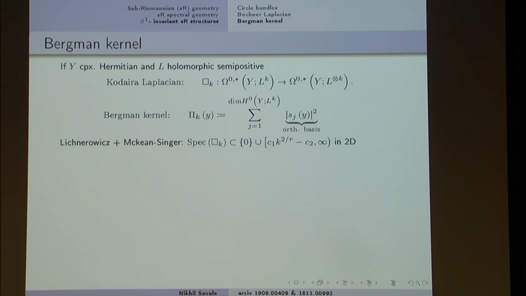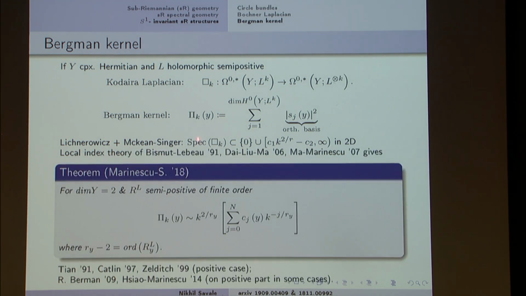So in the previous formula, you had a spectral asymptotic for the Bochner Laplacian. This is related to the Kodaira Laplacian by the Lichnerowicz formula. And you can get a corresponding spectral gap in 2 dimensions for the Kodaira Laplacian, assuming your bundle is semi-positive. And once you have a spectral gap, there is a whole theory of local index theory techniques, starting from Bismut-Lebeau and then Dai, Liu, Ma, and Marinescu, which gives the Bergman kernel expansion, which we were able to exploit to give the Bergman kernel expansion on a Riemann surface for a semi-positive line bundle. Okay, and this was new.